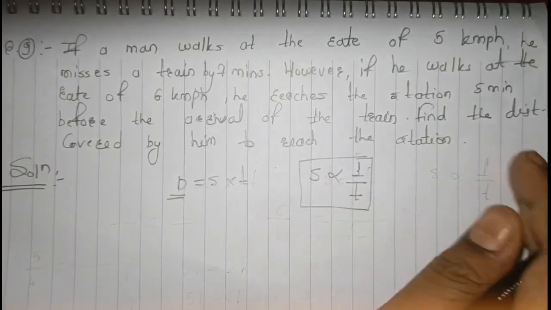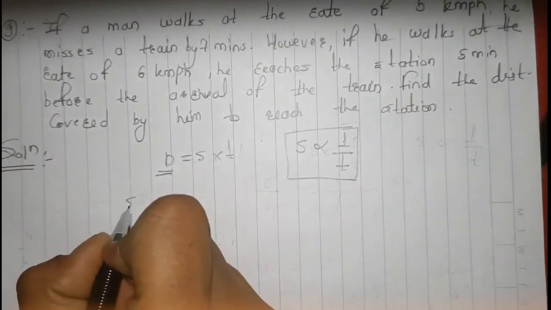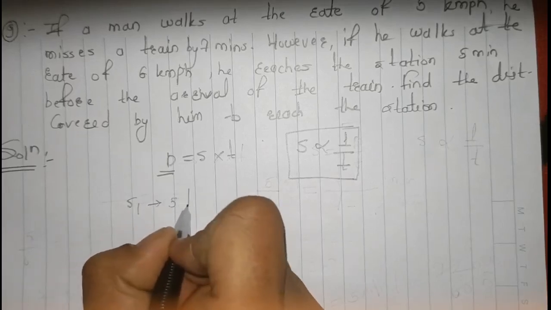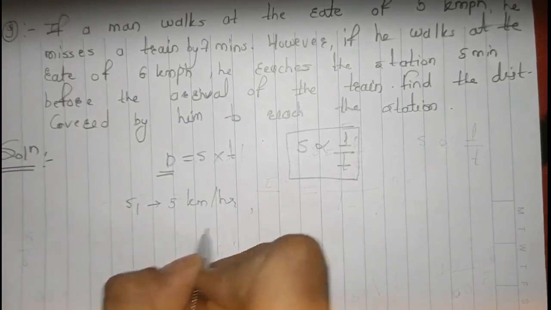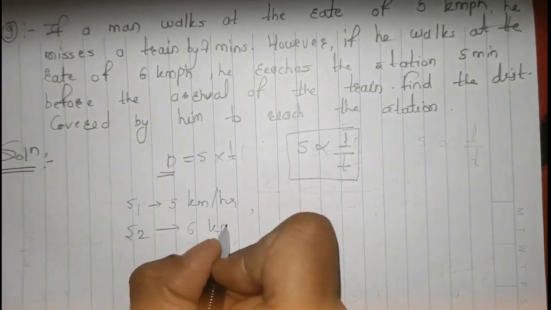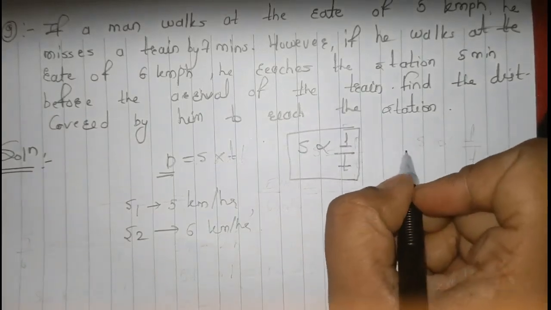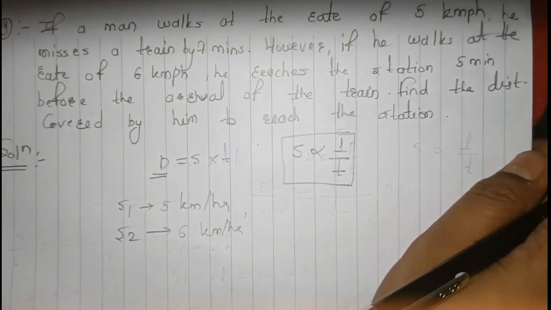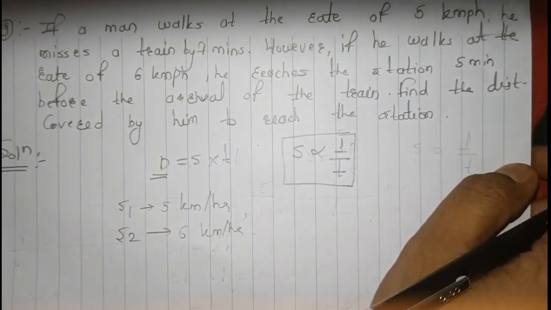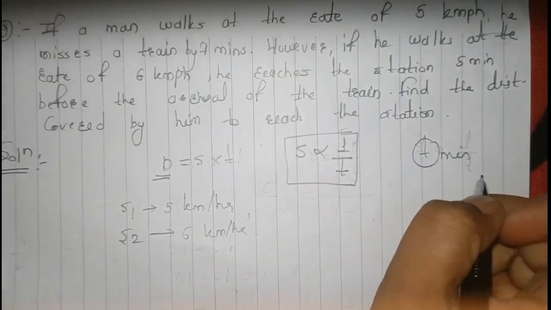Now, if a man is walking at the rate of 5 km per hour, our S1 is given as 5 km per hour, and our S2 is given as 6 km per hour. Consider the usual time required for reaching the station to be t minutes.